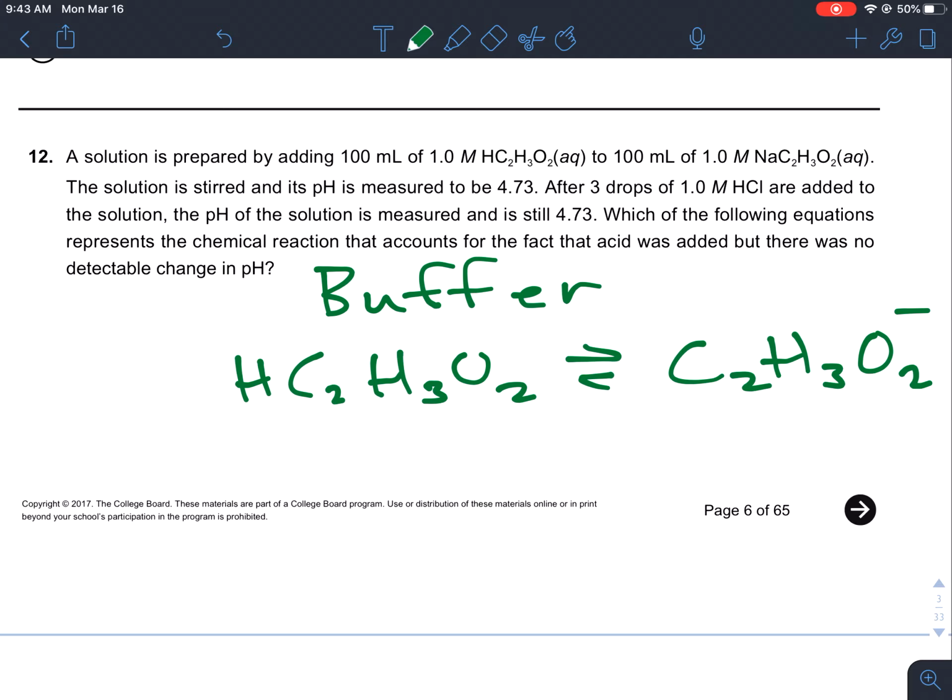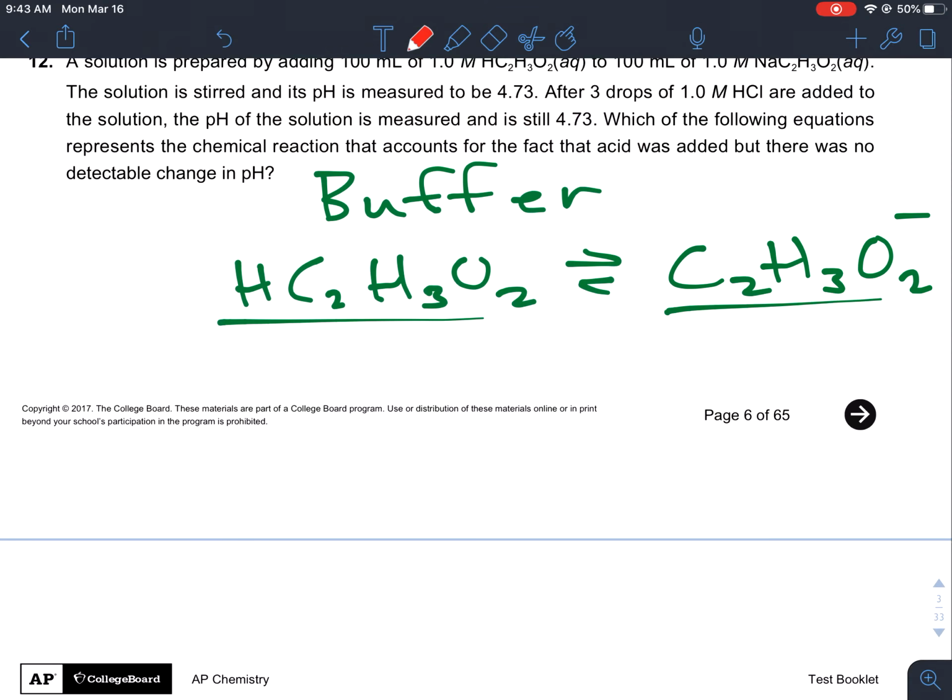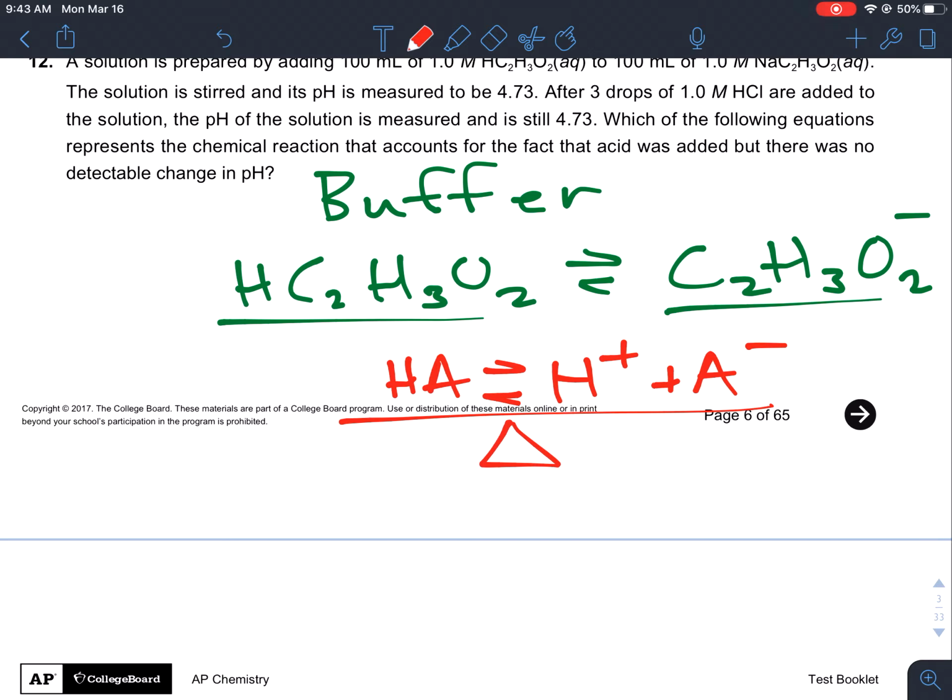Look, when you have a buffer, think about it. If you have this and this, okay? If you preload, let me show you. This is how I like to show buffers working. You have HA becoming H plus and A minus, right? Let's say you're going to titrate this with a bunch of OH minus. If I add a bunch of OH minus, what's it going to do? It's going to consume that H plus and take it away, and it'll make your Le Chatelier's seesaw go up on the right side. You don't want that to happen.